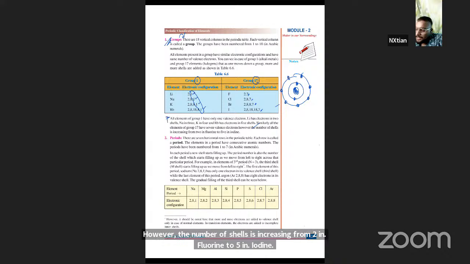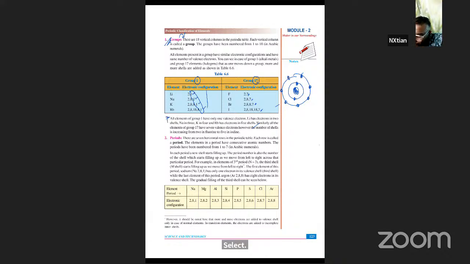You can see that if you go down the group, at each step one shell is increasing. Like in lithium, 2 shells are there, K and L. In sodium, 3 shells are there, K, L, and M. In potassium, 4 shells are there, K, L, M, N. In rubidium, 5 shells are there, K, L, M, N, O. So going down the group, one by one, each time one shell increases.